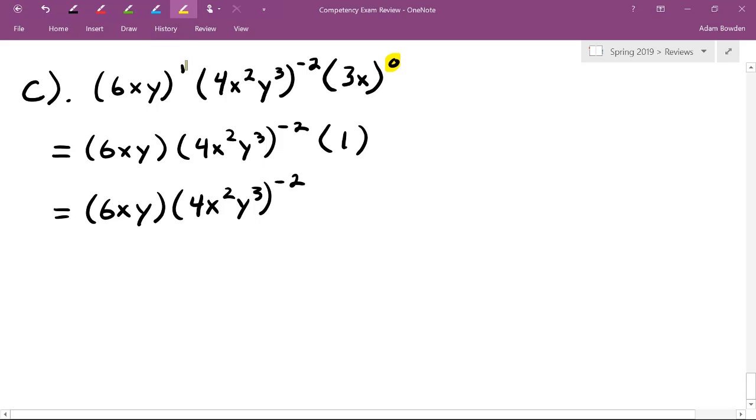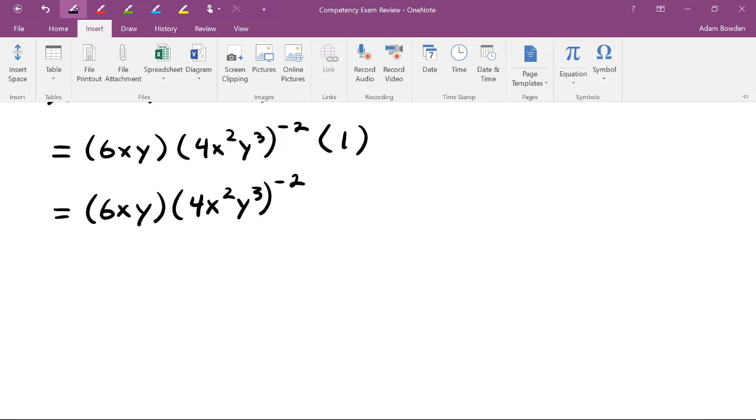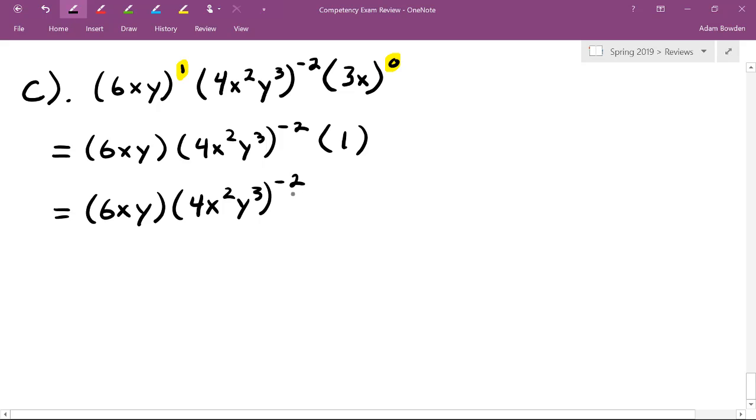One thing also to notice here is that it started out with a power of 1. We don't have to include that anywhere else. If there's a power of 1, it doesn't change anything either. Okay, so that would be the first thing to do. 0 power changes into 1 and then it's gone. Now we need to handle this negative exponent. Anything raised to a negative power goes in the denominator and becomes a positive exponent.